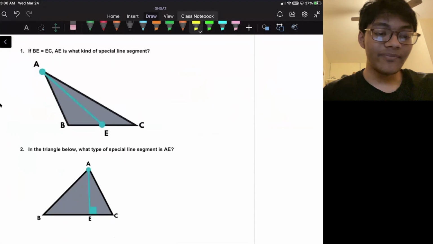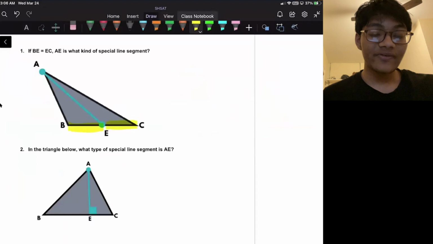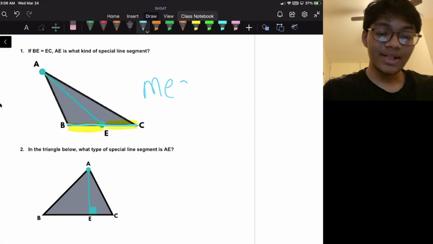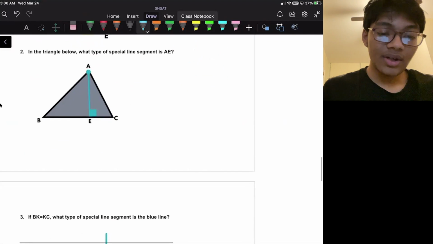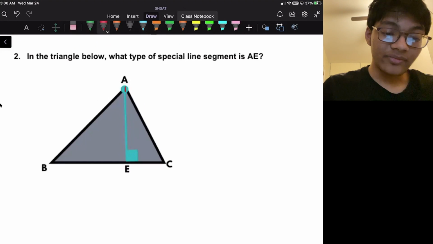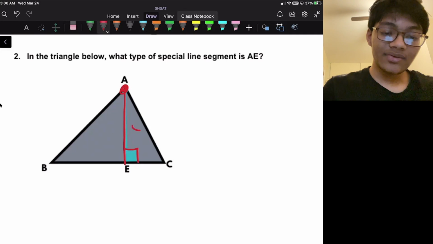Next question. If BE, which is this, is equal to EC, which is this, AE is what kind of special line segment? So since AE chops up this line in half, AE is going to be a median. Next one up, we have in the triangle below, what type of special segment is AE? Well, check it out. It starts from a vertex and hits the opposite side at a right angle. And so this right here, this guy, is an altitude.